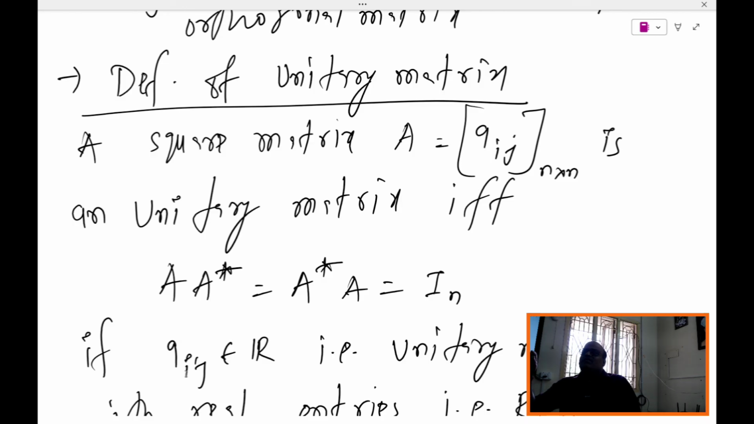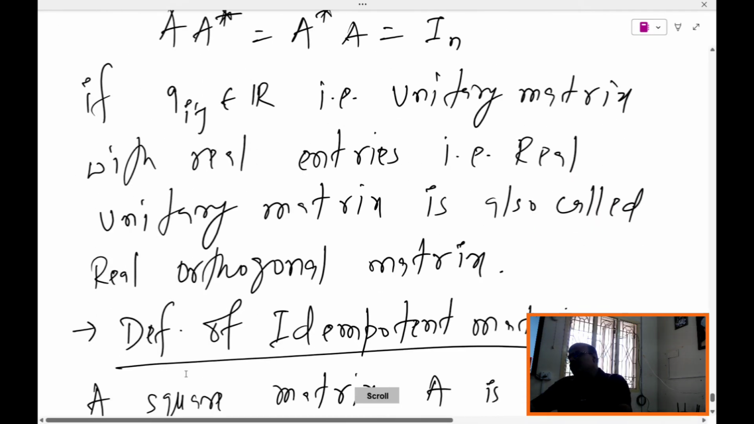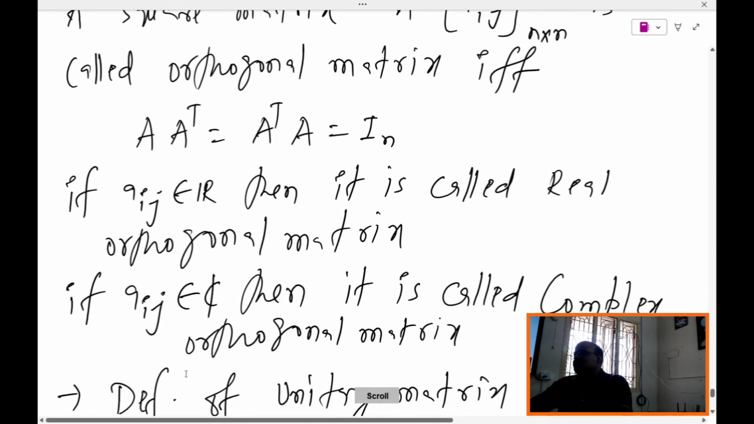So a unitary matrix with real entries, that is called a real unitary matrix, is called a real orthogonal matrix. Okay, real unitary matrix is called a real orthogonal matrix. About complex no need to tell. Unitary matrix or complex unitary matrix, both are the same. But in the orthogonal matrix, transpose is there, so obviously it won't change to star. So there you must write real and complex both.